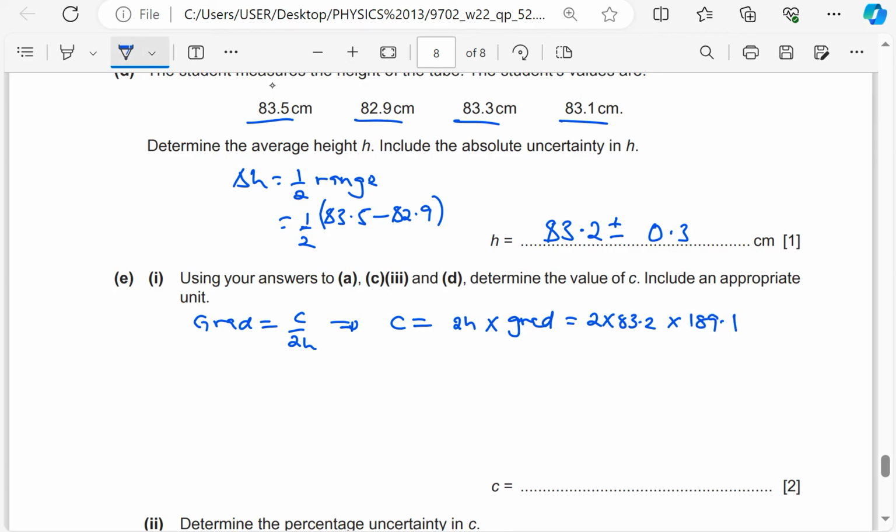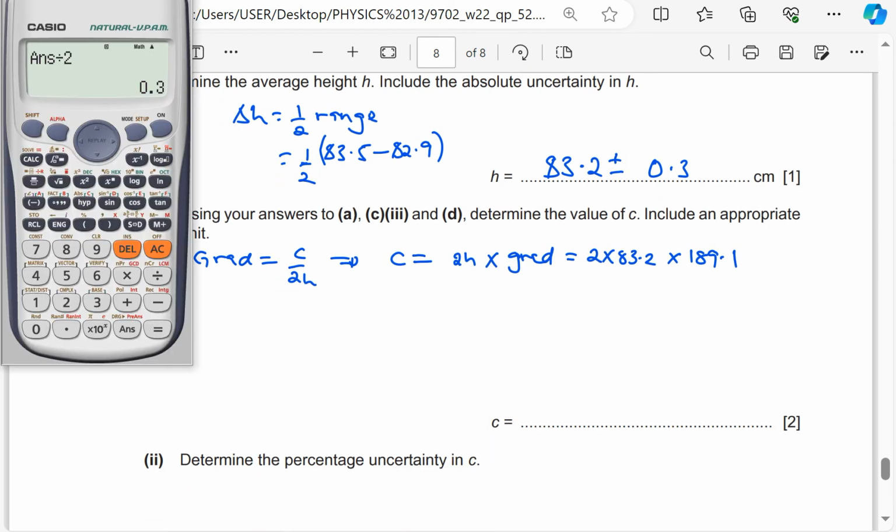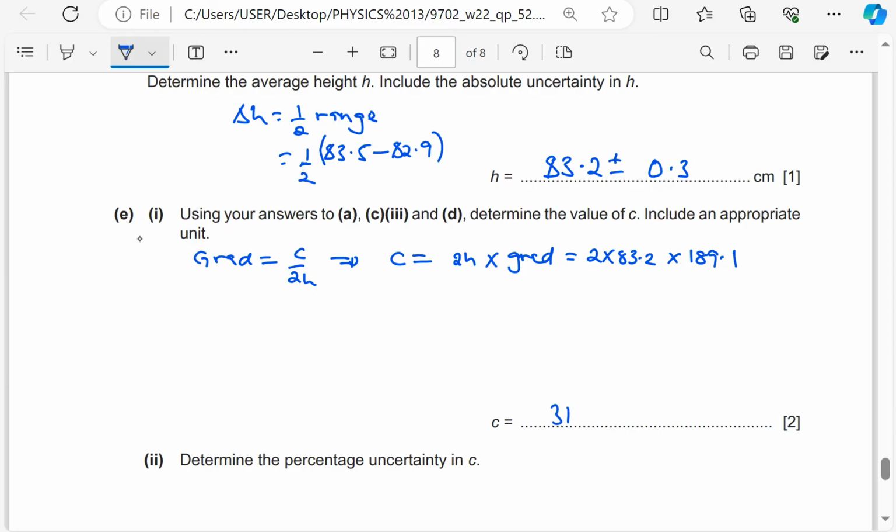189.1. That was the gradient. So this is going to be 2 times 83.2 times 189.1. So this is going to be 31466. Maybe 0.24.